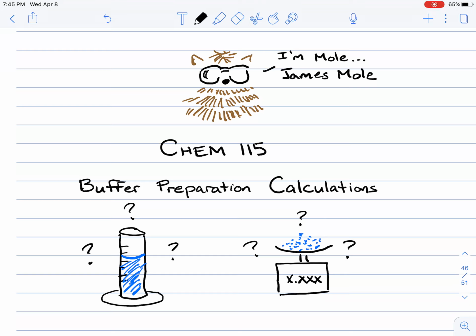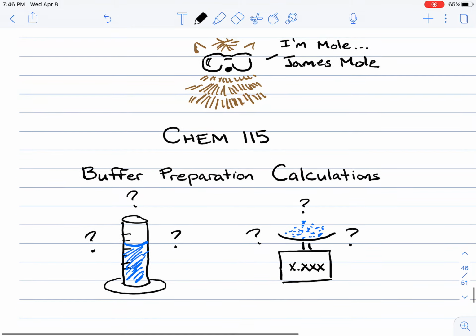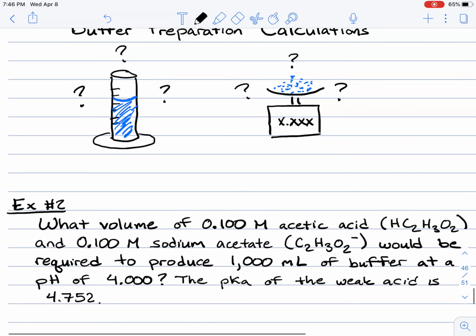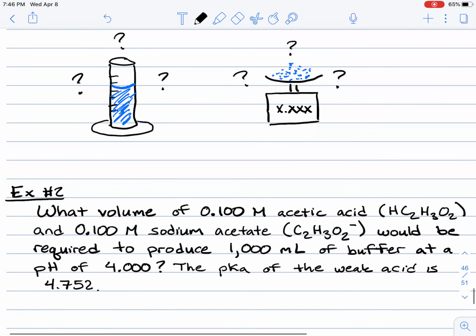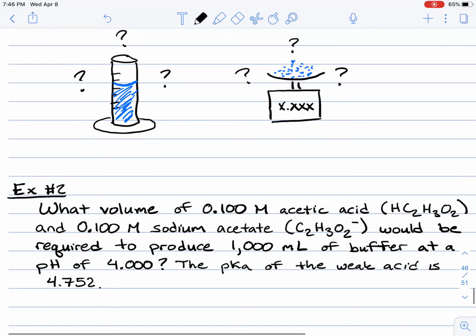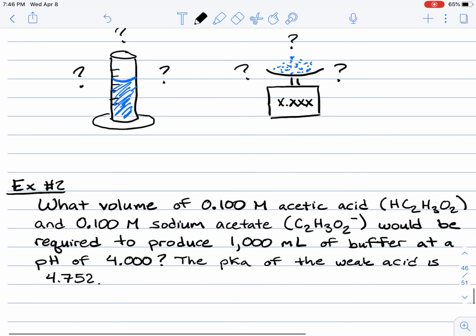In the previous lecture video, we finished solving for the number of grams required to prepare a buffer solution that originally had ammonia in it. And so we're going to look at another example, example number 2. We're going to see how we can use the Henderson-Hasselbalch equation in different ways to determine the mass or the volume that's required to prepare our buffer solution.